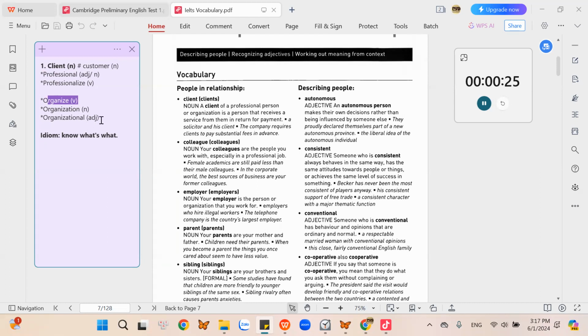So I can say that I have an organizational way to organize a schedule for me, to live such a meaningful day. And I know what's what. So I know the most important thing so that I can make everything happen.